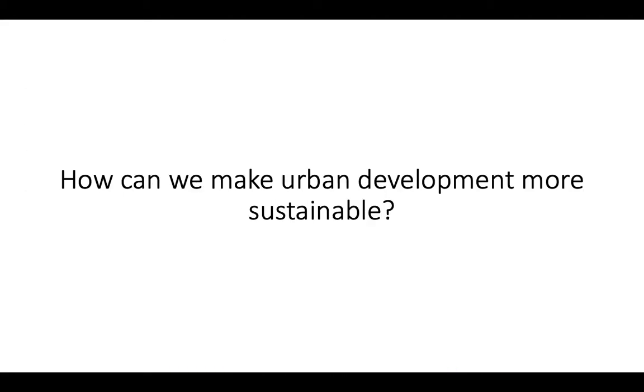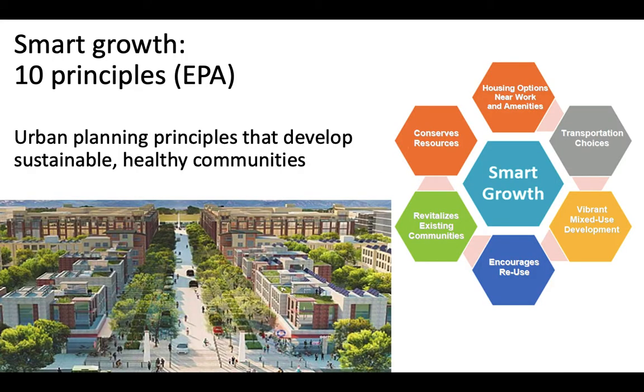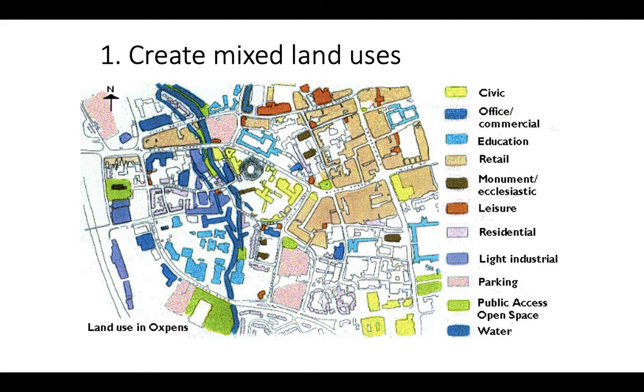So what can we do to make urban development more sustainable? There's this framework called Smart Growth, where they have 10 principles from the EPA that help develop environmentally sustainable, healthy urban communities. You don't have to know all of these, but you should be familiar with a few of them, right? First of all, one thing you could do is in cities have land that is mixed in terms of what it can be used for, so you don't have districts that are all siloed into their own particular uses. That'll go hand in hand with another point I'll bring up in a second.